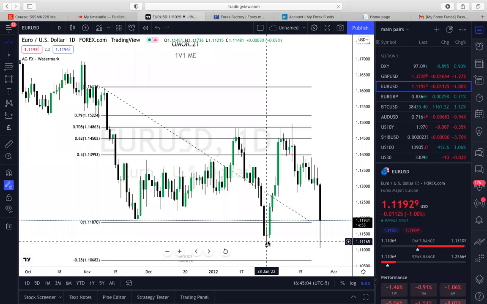The rest of the mentorship is going to go over where to buy intraday, methods used to get to the close to the high of the day and the low of the day, and just how to trade better in a nutshell.